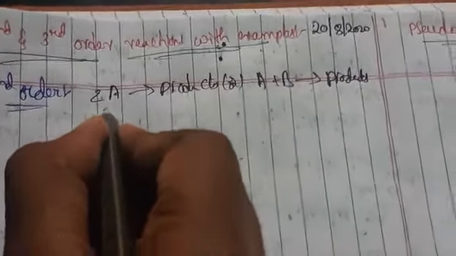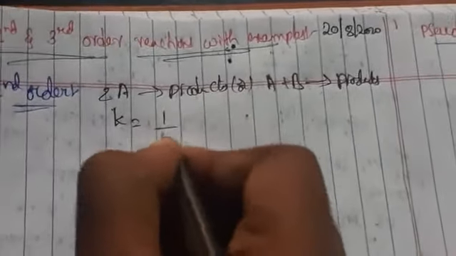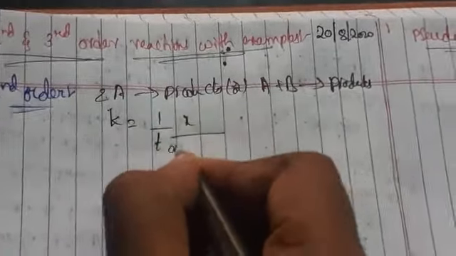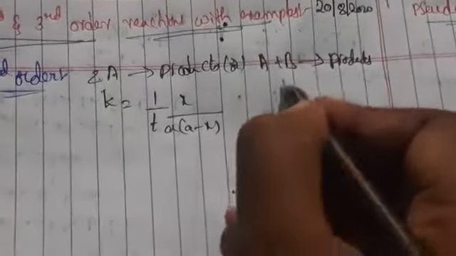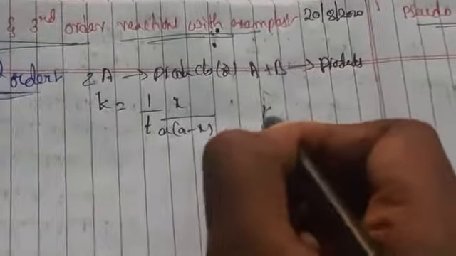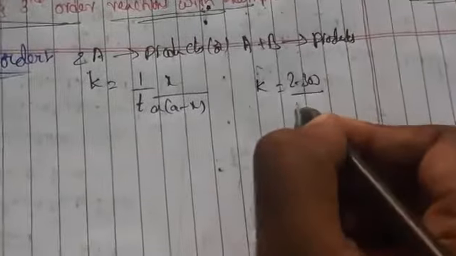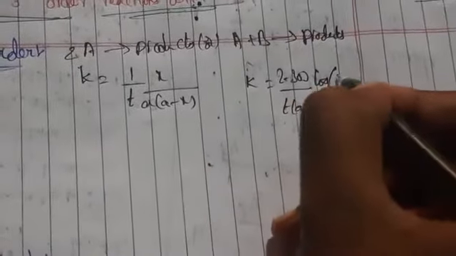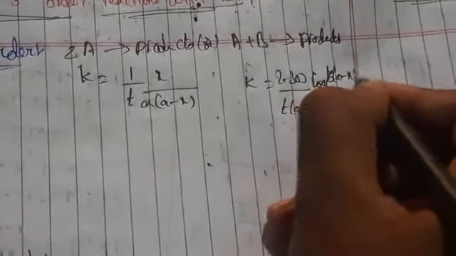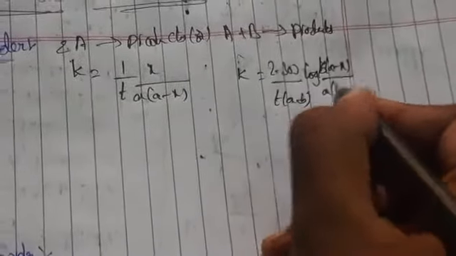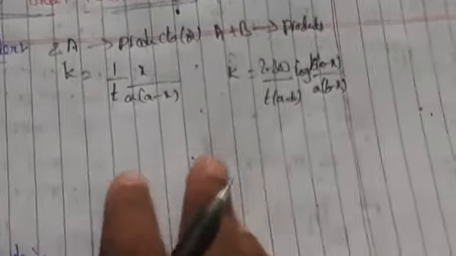products. If you are taking 2A gives rise to products, then you will be getting rate constant k equals 1 by t into x by a into (a minus x). If you are taking the other equation, you will be getting k equals 2.303 by t into (a minus b) log of b into (a minus x) divided by a into (b minus x). So this is the equation for this, with the initial consideration we are considering.